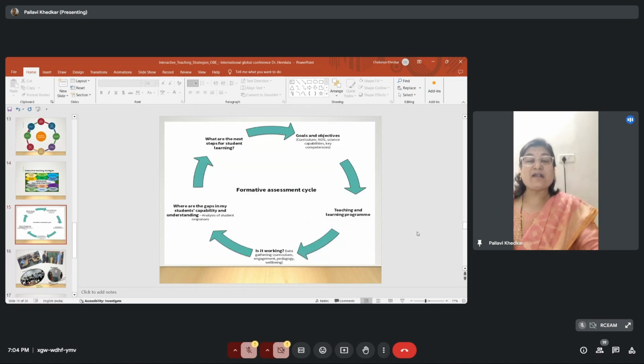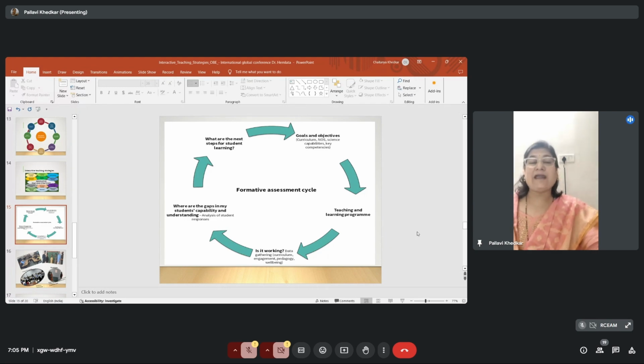We will come on to the assessment part now. Generally we have two types of assessment, summative and formative. Summative assessment we have at the end of the semester. We have an exam which we call summative assessment. But for outcome-based achievement, formative assessment is very important. If we see the cycle of formative assessment, you can see the goals and objectives, curriculum, capabilities, key competences, that have to be planned first.